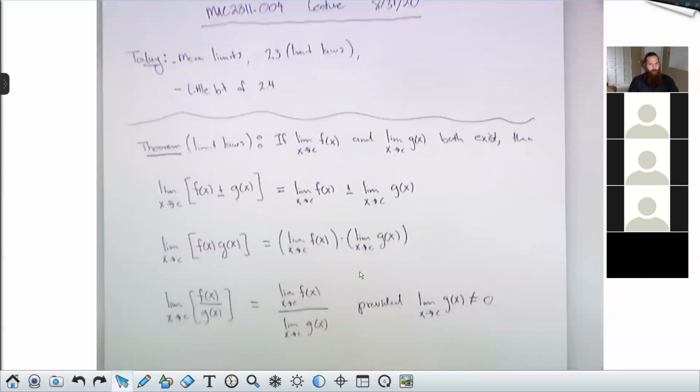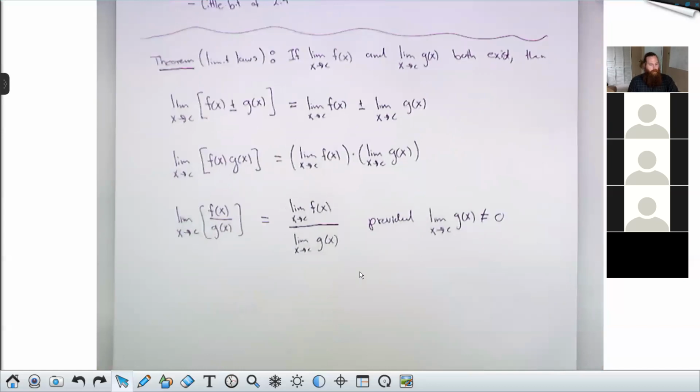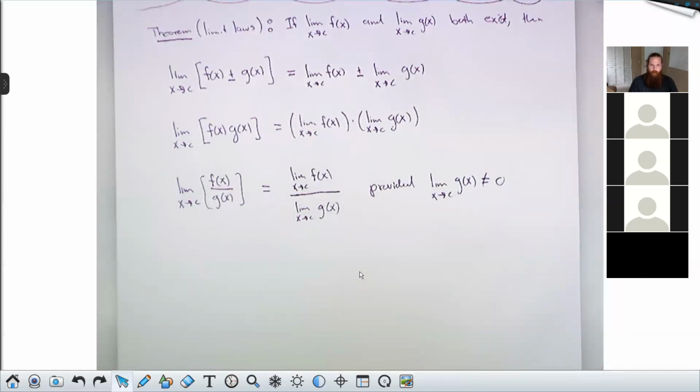Okay, so these are the basic ones. Then again, what if the top one is 0 too? Well, 0 over 0 would be an indeterminate form. So if that were the case, that both the top and the bottom were going to 0, then this step wouldn't really help us, would it?